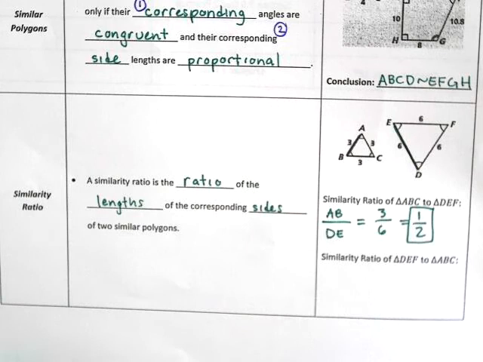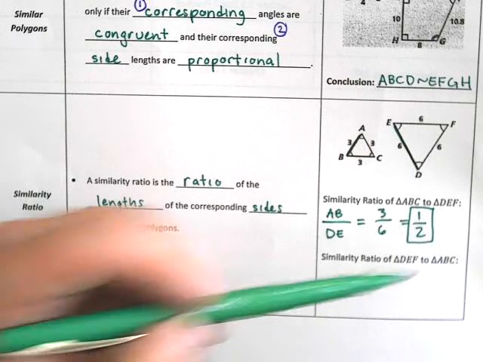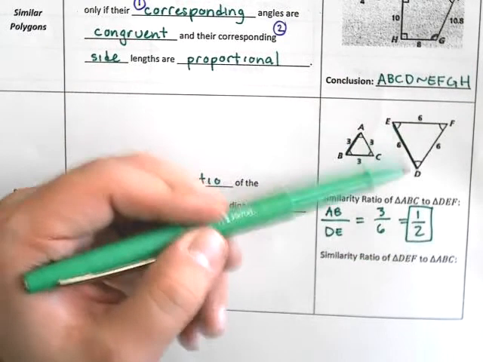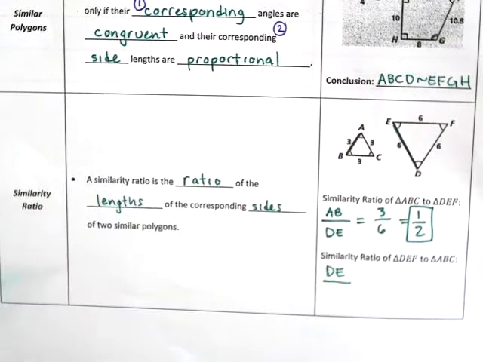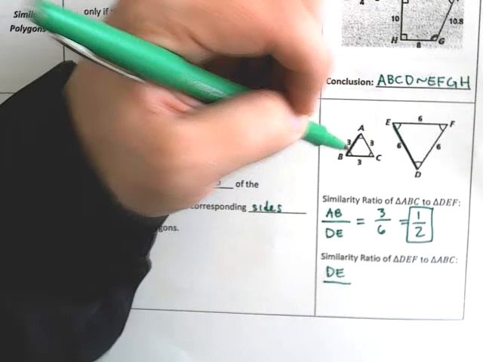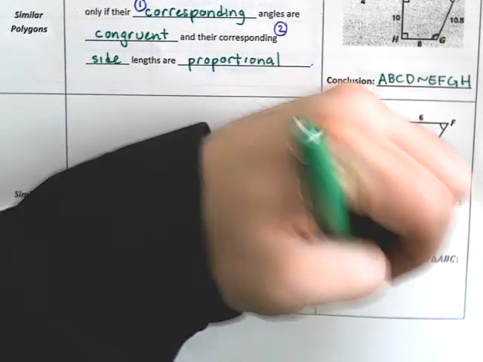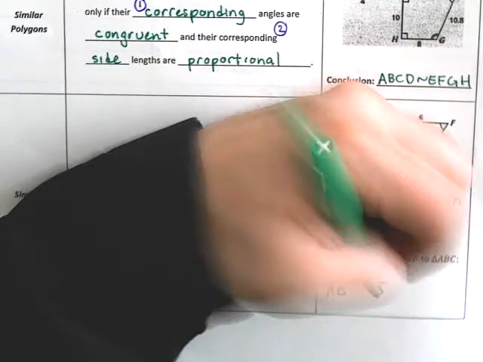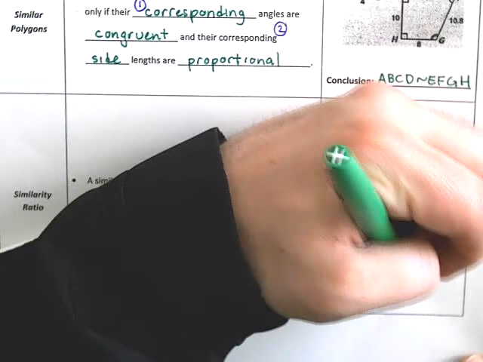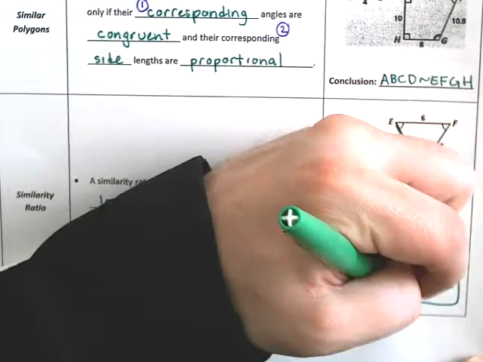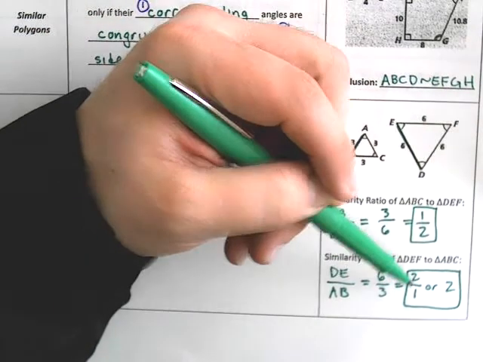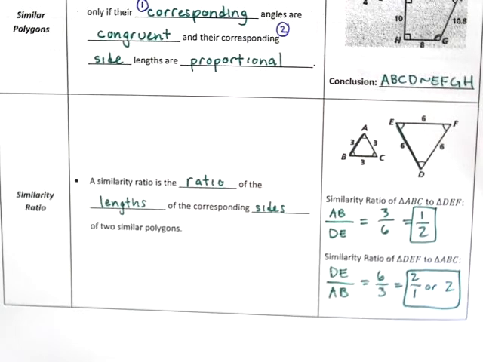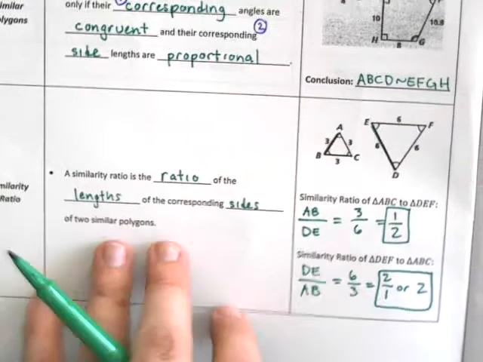Now hopefully we can see, to go backwards from DEF to ABC, again, we just pick out a side from DEF. So again, I'm going to pick DE, the one that I already have highlighted. And I'm going to divide it by, or create the ratio between DE and its corresponding side. Once again, is AB. So now, instead of 3 over 6, it's going to be 6 over 3, which is 2 over 1, or 2. And both of these answers are acceptable. A lot of the times people get a little hung up on this fact that it's a ratio, so it should be a fraction. I'm okay with either of these. Okay? So, let's do some problems.